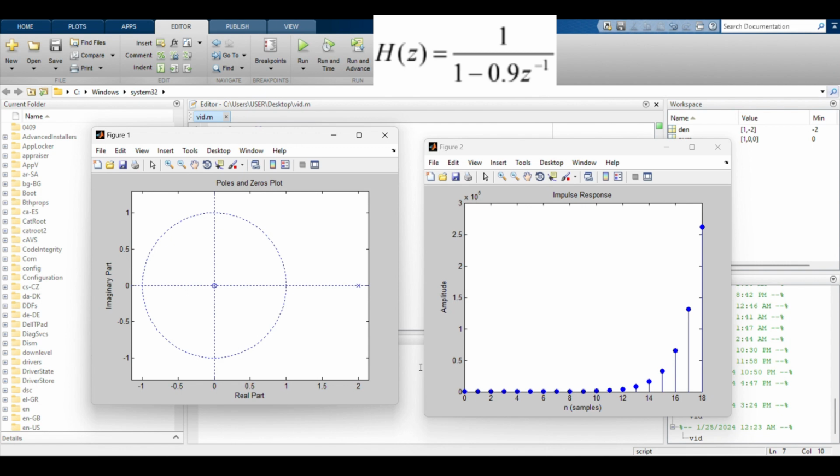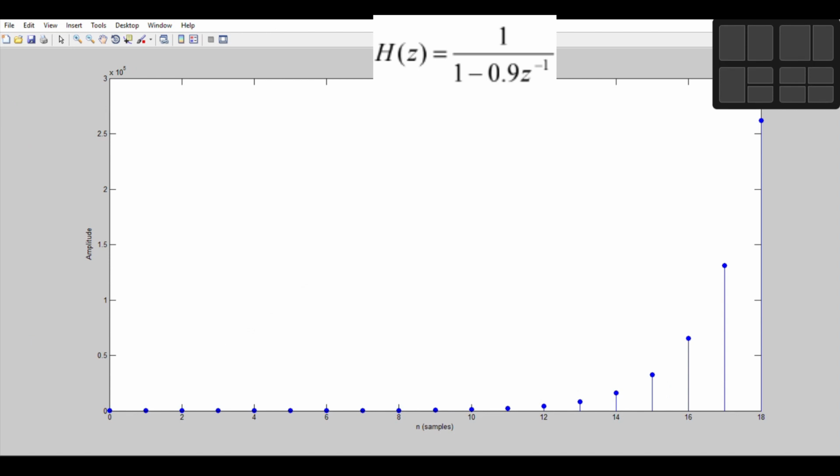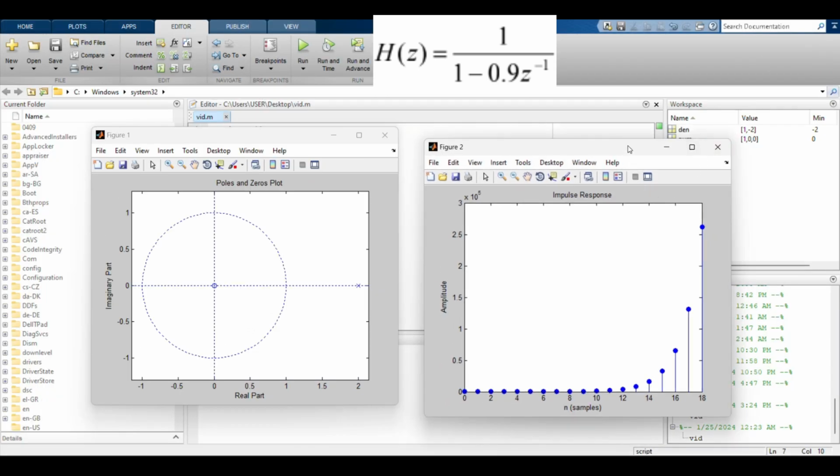Why is that so? Because since it's a causal system, we take the outermost pole, then we shade it outwards. If we take 2 and shade it outward, does the unit circle fall in the shaded region? No. That means it is unstable, and we can see from the impulse graph that it is not getting bounded, it is not decaying, it is just rising up. So the impulse response graph proves that it is not a stable system.